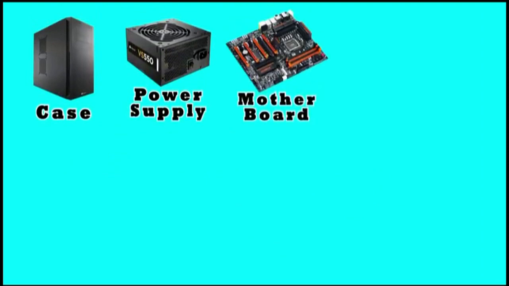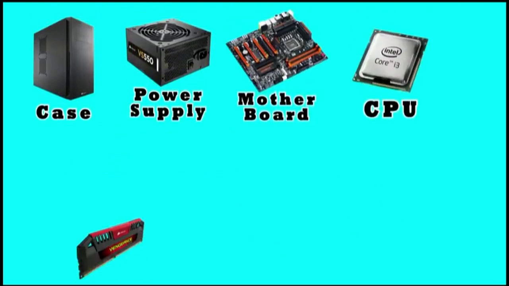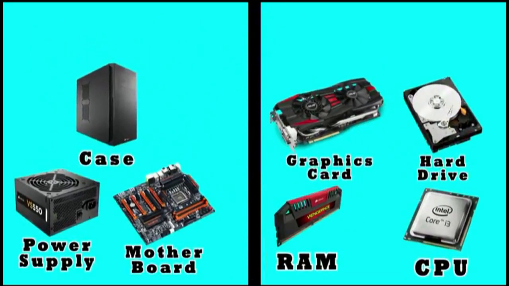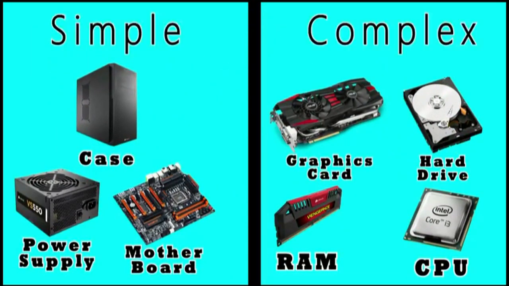These are case, power supply, motherboard, CPU, RAM, hard drive, and graphics card. These are the fundamental parts inside the cabinet of any desktop computer. Now let's separate these into two categories, the simple ones and the more complex ones. We start with the simple ones.